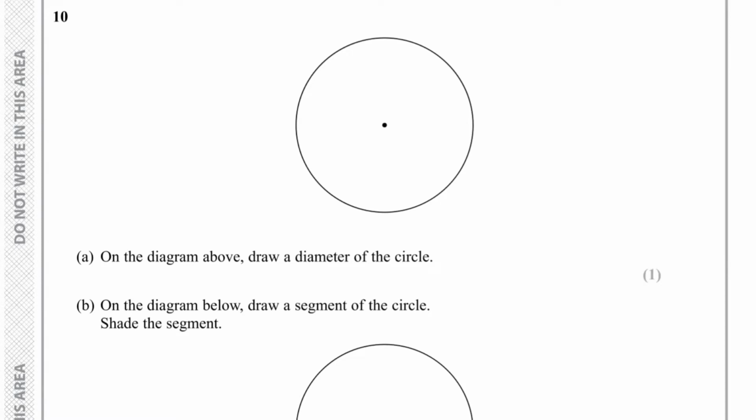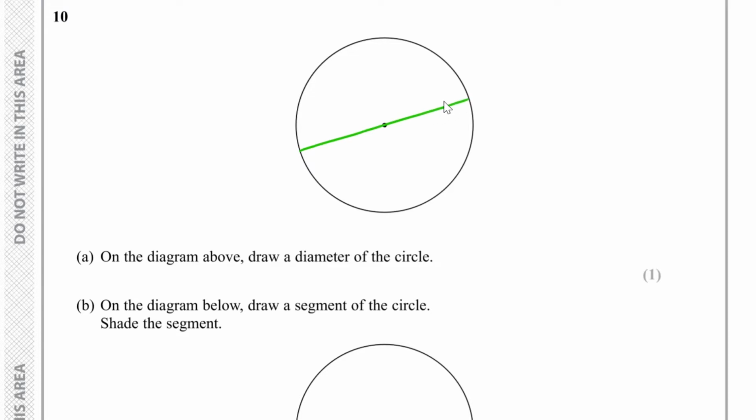Question 10. On the diagram above, you have to draw a diameter of the circle. Well, the diameter goes from one point on the circumference to another point on the circumference, and it passes through the center of the circle. So this over here is our diameter.